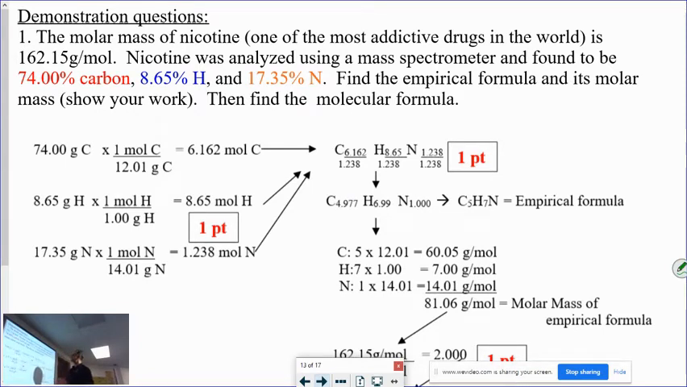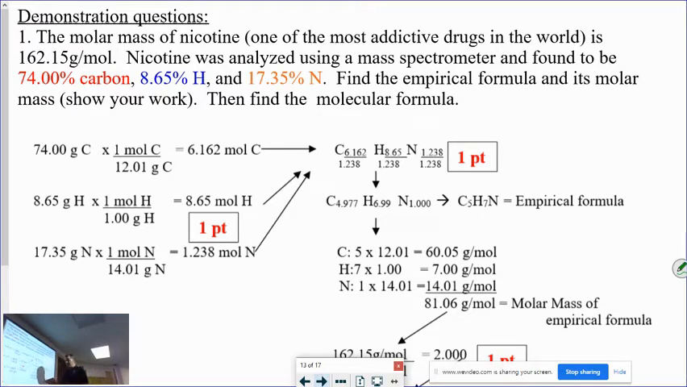So it says the molar mass of nicotine, one of the most addictive drugs in the world, is 162.15 grams per mole. So if I have 1 mole of it, it's going to have a mass of 162.15 grams. Nicotine was analyzed using the mass spectrometer and found to be 74% carbon, 8.65% hydrogen, and 17.35% nitrogen. Find the empirical formula and its molar mass, show your work, and then find the molecular formula.